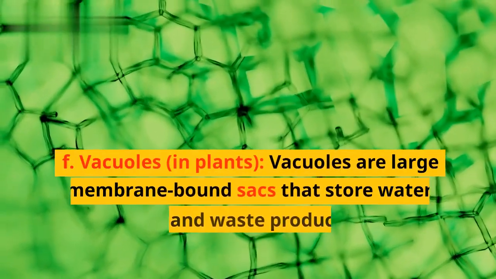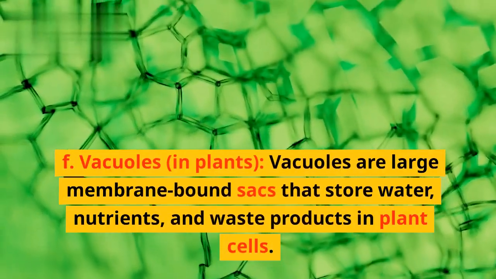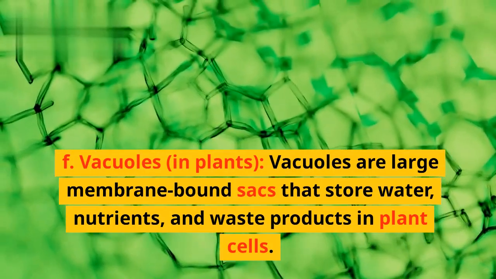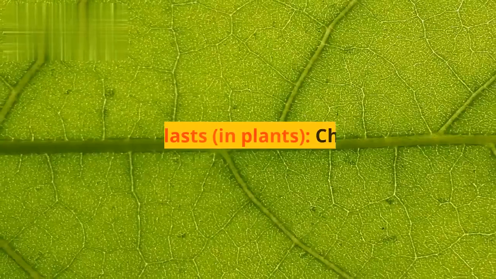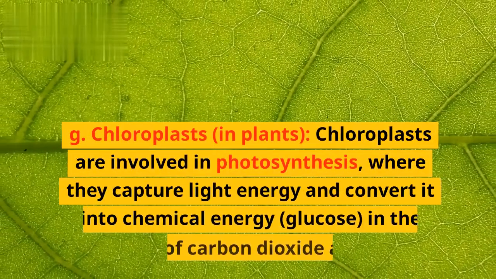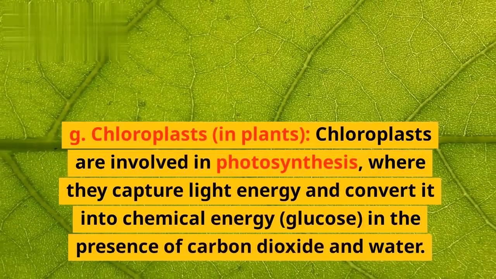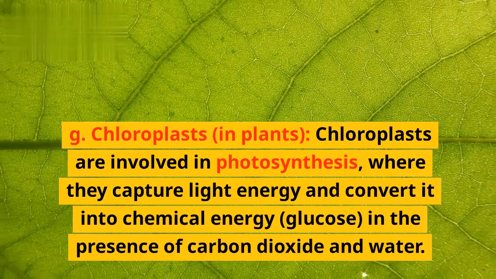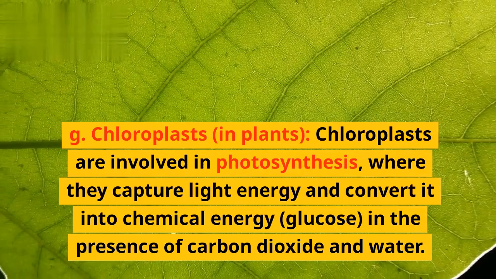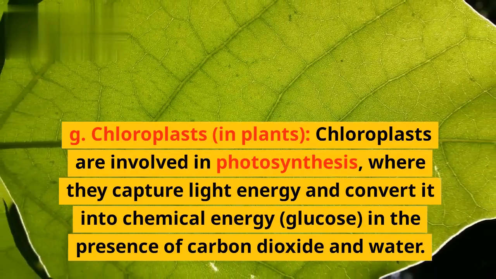F. Vacuoles. In plants, vacuoles are large membrane-bound sacs that store water, nutrients, and waste products in plant cells. G. Chloroplasts. In plants, chloroplasts are involved in photosynthesis, where they capture light energy and convert it into chemical energy, glucose, in the presence of carbon dioxide and water.